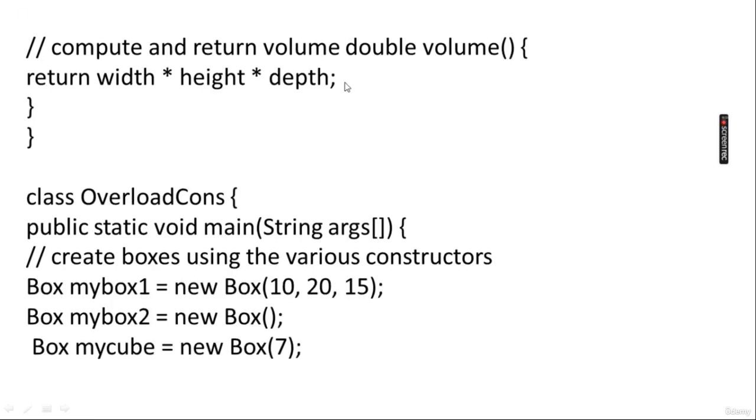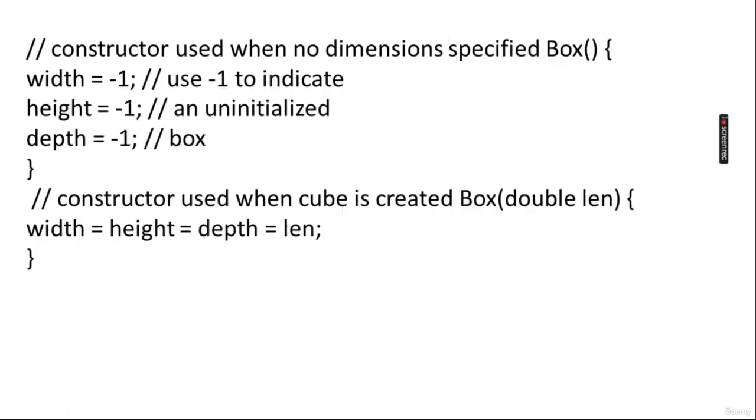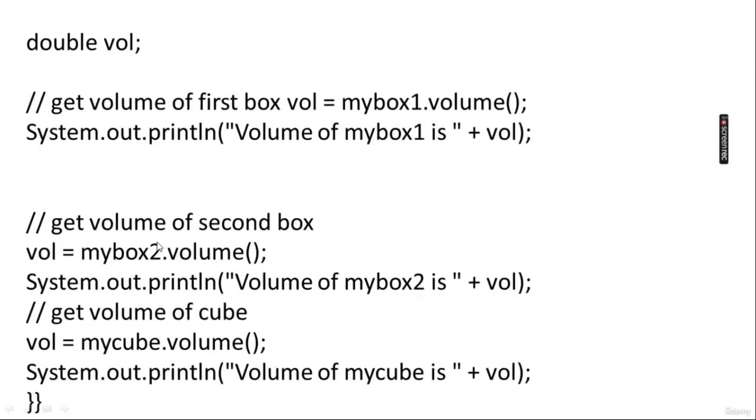Compute and return volume in the same way. So I can now create 3 different objects. First one is with 3 double parameters. Second one is no parameter, and third one is only one parameter, that is double. So all will be initialized to same value. And I will now compute the volume and display.